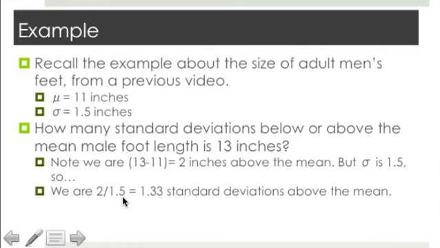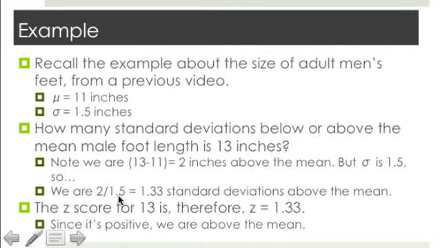We can get that simply by taking the total number of inches we are away from the mean and dividing by the standard deviation. That gives us the z-score for 13. So z is equal to 1.33 when the foot size is 13 inches long. Because the z-score is positive, we know we are above the mean. So we are 1.33 standard deviations above the mean.